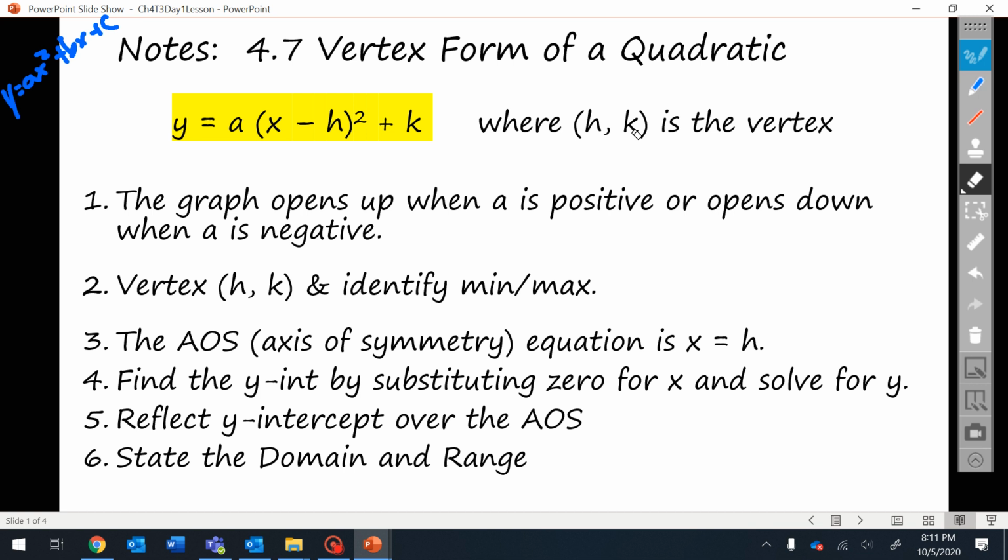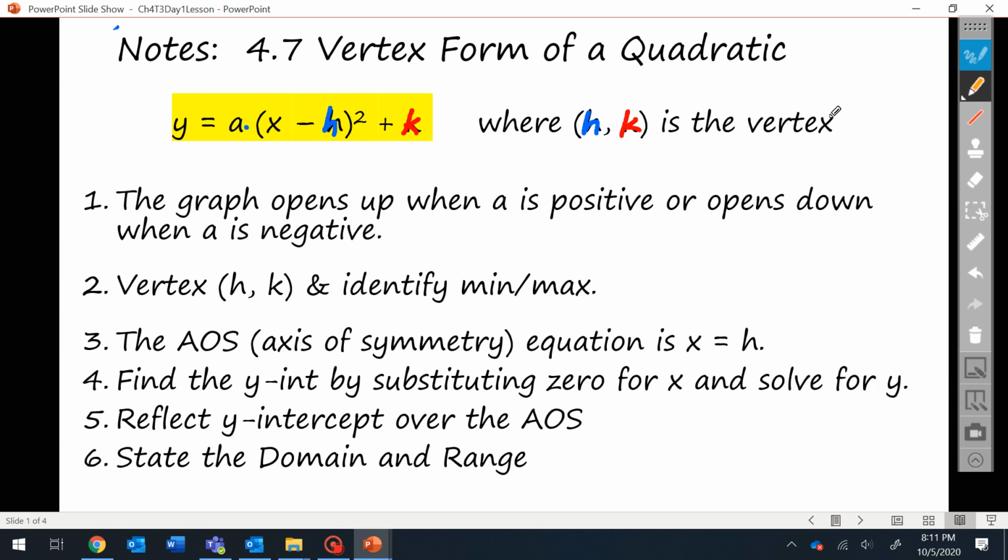However, there's another form that our quadratic could be in, and this is called vertex form. And the vertex form is right here. y is equal to a times (x minus h) to the second power plus k. The h is going to be the x-coordinate of the vertex. The k is going to be the y-coordinate of the vertex. So the reason this form is called vertex form is because it gives you the x and y coordinates of the vertex. It does not require you to do anything to find the vertex.